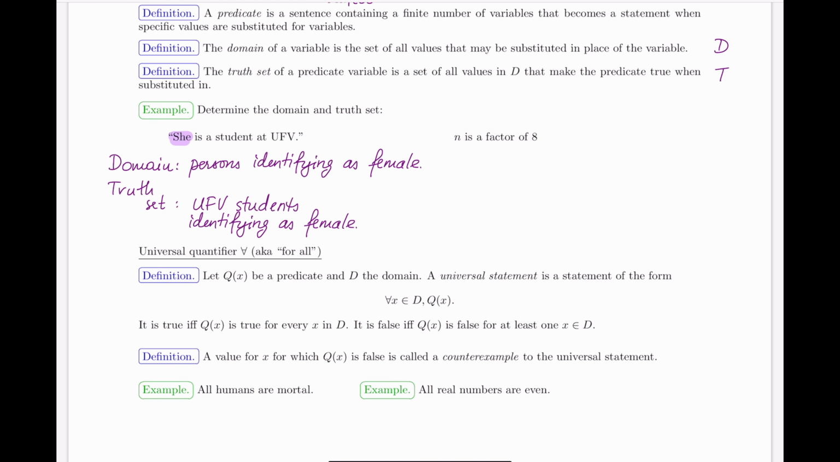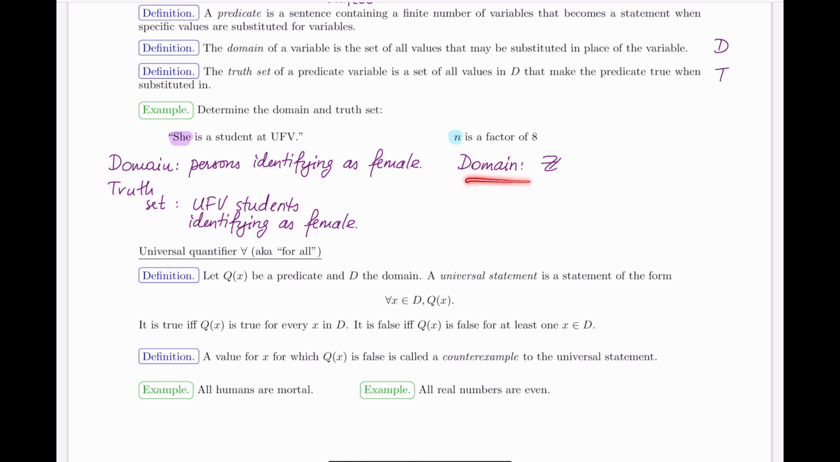N is a factor of 8. So this is a predicate because the truth value of this depends on what value n is. So n in this case is going to be our variable. Let's think about the domain and about the truth set. What are the values that can actually be substituted for n? Well, n has to be a factor of 8, so it has to be something that divides other things. And whenever we talk about factors, we talk about integers only. We're not talking about fractions as factors.